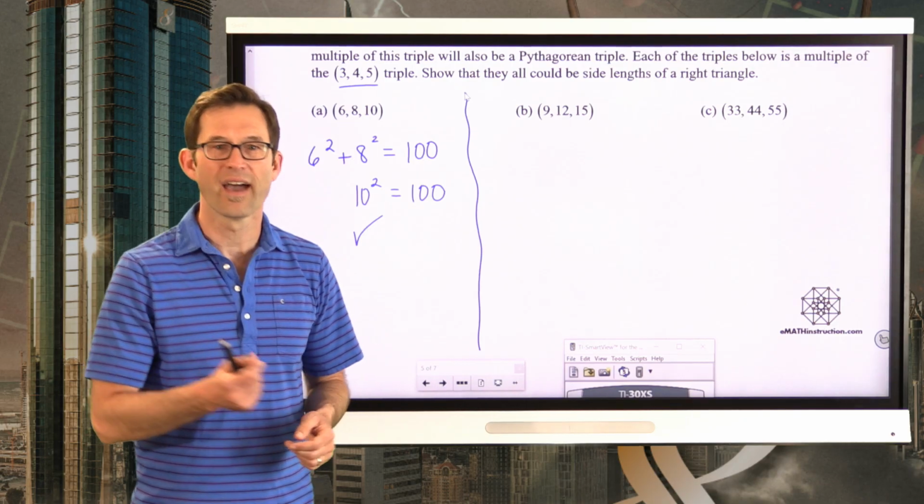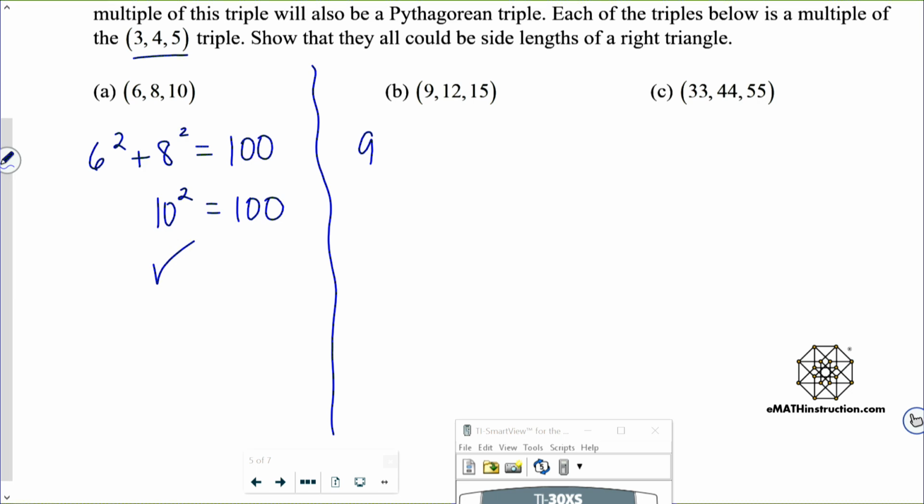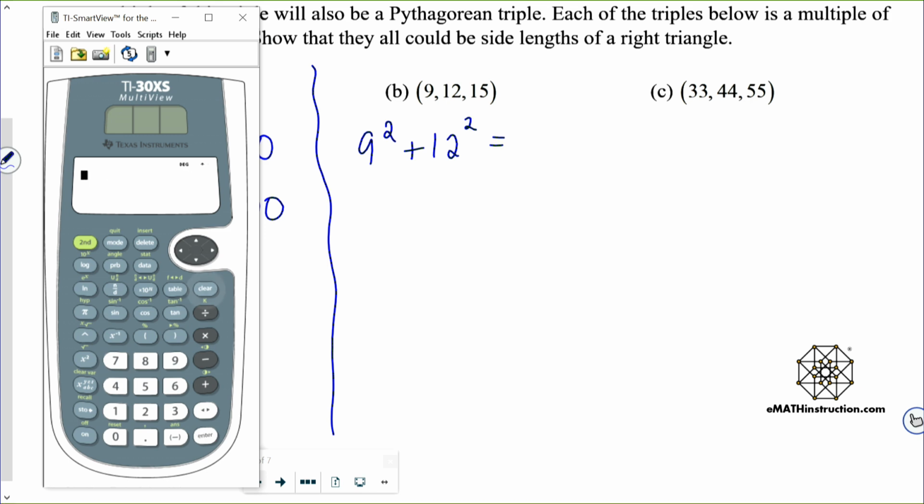All right, back at it. Let's take a look. For letter B, we're looking at 9 squared plus 12 squared. Let's see what we have there. 9 squared plus 12 squared gives me 225, and 15 squared is also 225. So you bet.